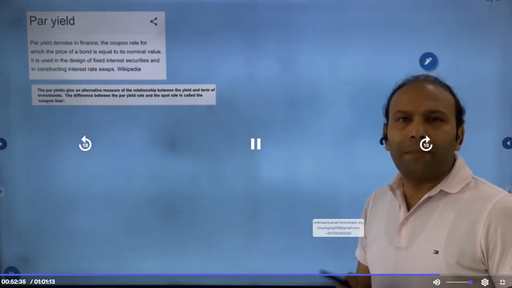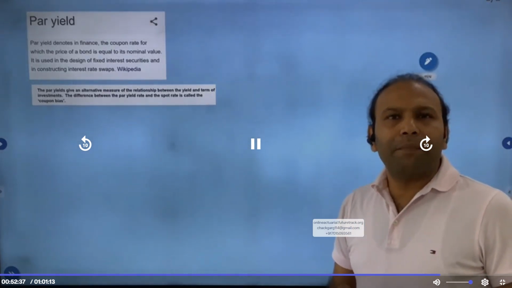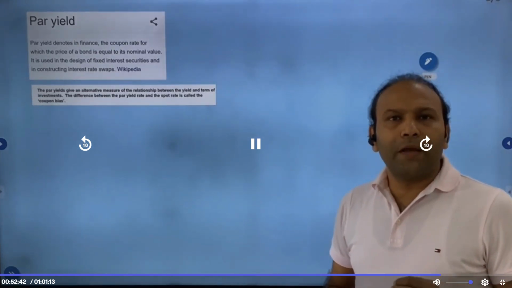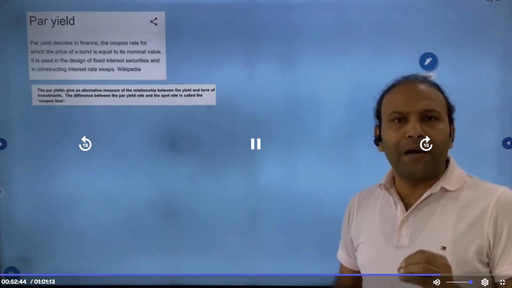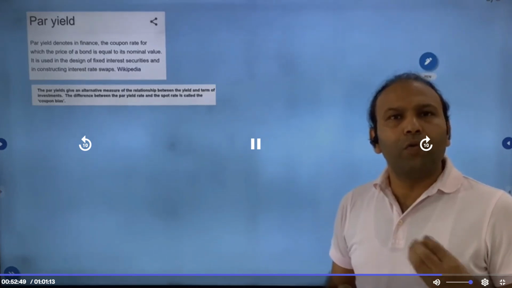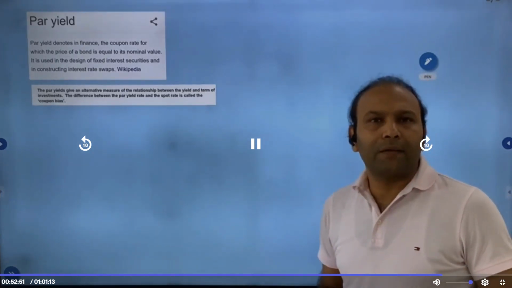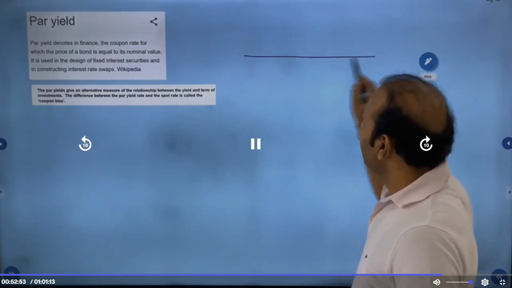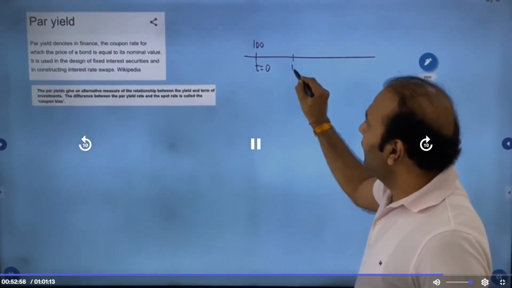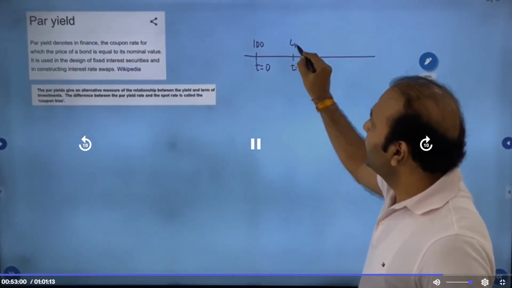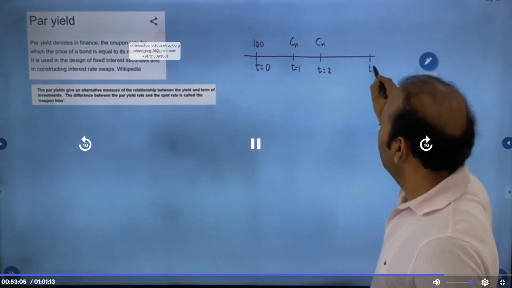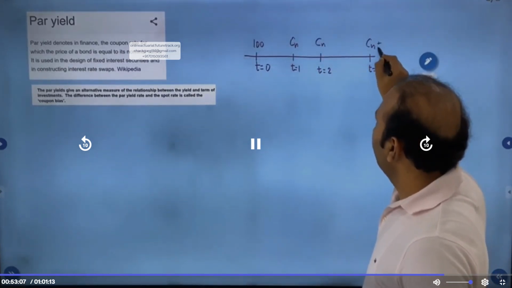So class, what is par yield? क्लास पार यील्ड अपने आप में कूपन पेमेंट्स ही हैं, बट विद वन कंडीशन. क्लास जिस बॉन्ड के अंदर प्राइस ऑफ अ बॉन्ड एंड रिडेम्पशन वैल्यू सेम होगी, उस बॉन्ड के जो कूपन पेमेंट है उसको हम क्या कहेंगे क्लास? पार यील्ड. So class, if we have price as 100, we have n year bond, let us say coupon payment is denoted by Cn, and redemption is also 100.